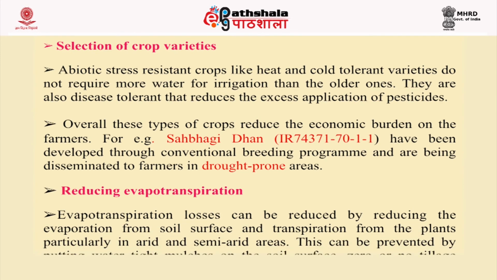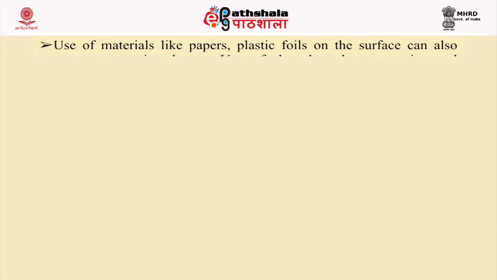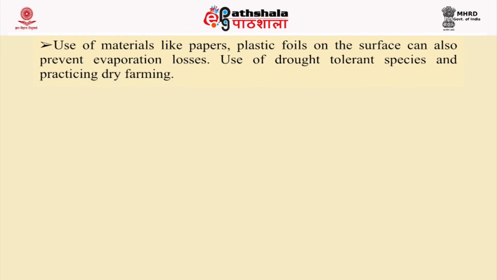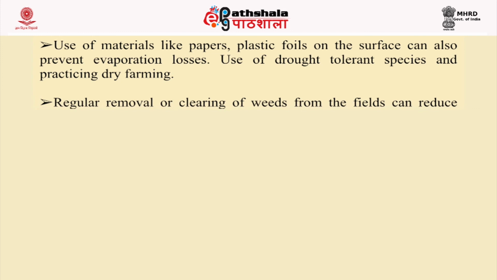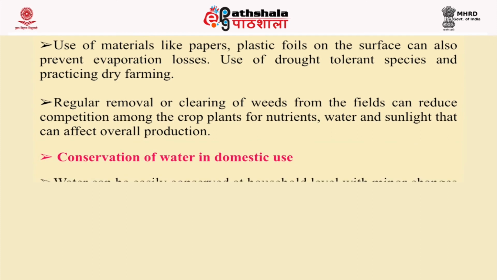And the last option is reducing evapotranspiration losses, which can be reduced by reducing the evaporation from the soil surface and transpiration from the plants, particularly in arid and semi-arid areas. This can be prevented by putting watertight mulches on the soil surface, zero or no tillage practices, and by constructing windbreaks. Use of drought tolerant species and practicing of dry farming can also be done. Regular removal or clearing of weeds from the field can reduce competition among the crop plants for nutrients, water and sunlight that can affect the overall production of the crop.